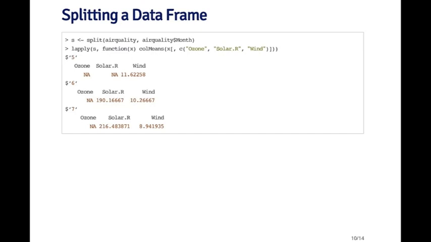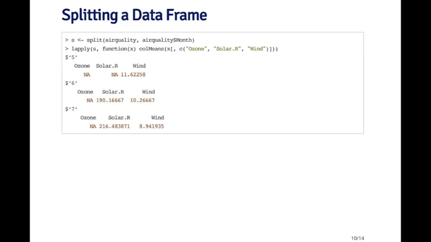So here you can see the results. You can't see them all, but you can see most of them. And you can see lapply is returning a list back, where each element of the list is a vector of length 3, which is the mean for ozone, the mean for solar radiation, and the mean for wind within that month. And you can see that for most of the months, the ozone value is NA, and that's because when I take the mean of that column, there are missing values in that column, and I can't take the mean if there are missing values.